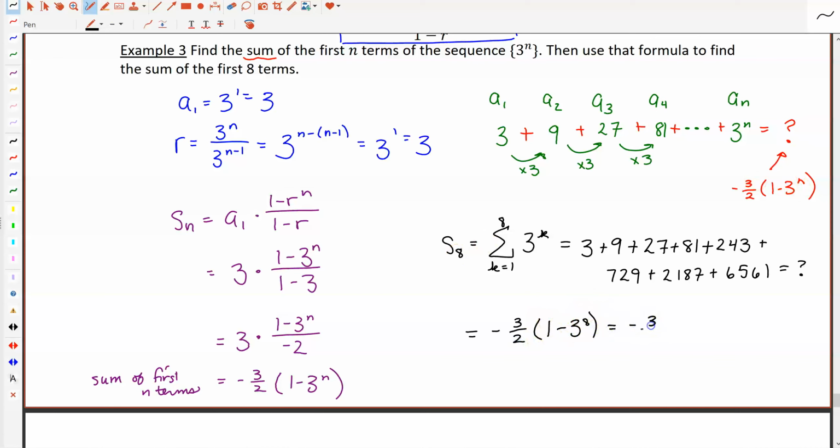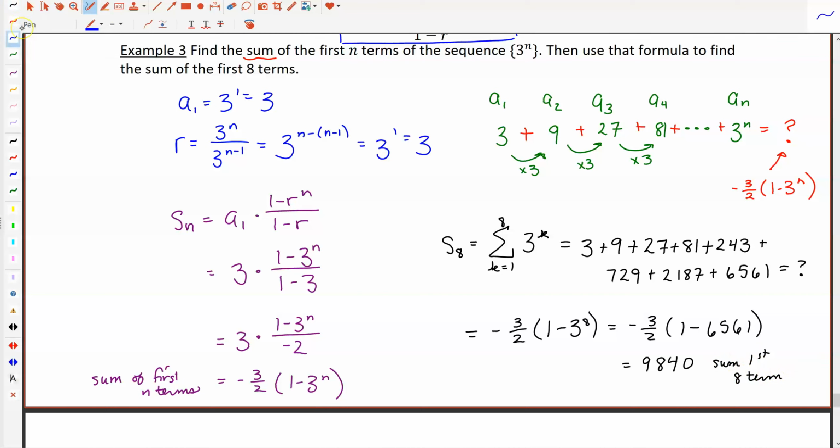Cleaning that up, I get -3 halves times 1 minus, now 3 to the 8th power, that's 6,561. And you can just throw this whole thing in your calculator all at once if you want, and I got that the sum was 9,840. So that is the sum of the first 8 terms in my geometric sequence.